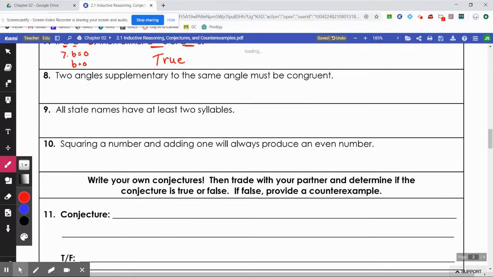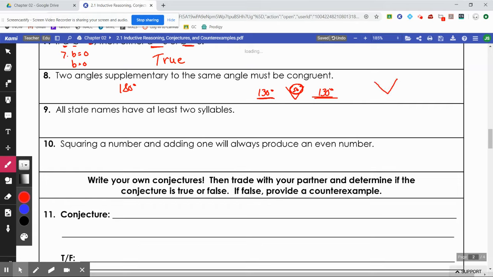Two angles are supplementary. Okay, stop for a second. 180 degrees. They add up to 180. Two angles add up to 180, or two angles supplementary to the same angle must be congruent. Okay, two angles that are supplementary to the same angle. Let's say that you've got a 50-degree angle. And you've got two different angles that are supplementary to this one. Well, if they're supplementary to 50, this angle has to be 130. If this angle is supplementary to 50, it has to be 130, so they're the same.